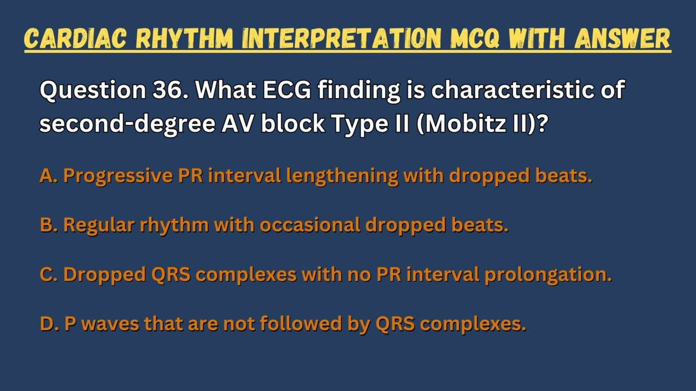Question 36. What ECG finding is characteristic of second-degree AV block type 2, Mobitz 2? A. Progressive PR interval lengthening with dropped beats. B. Regular rhythm with occasional dropped beats. C. Dropped QRS complexes with no PR interval prolongation. D. P waves that are not followed by QRS complexes.